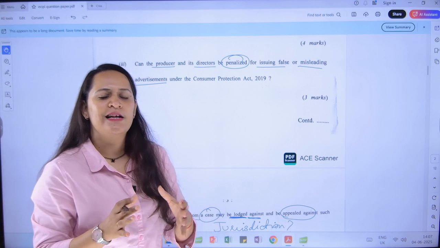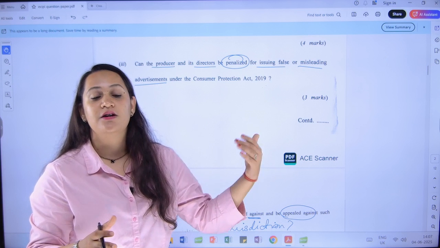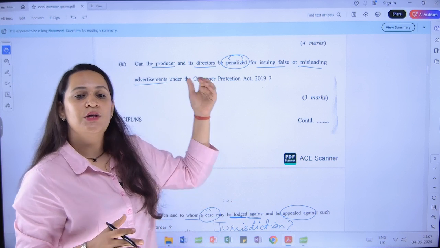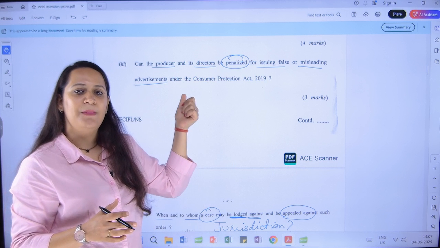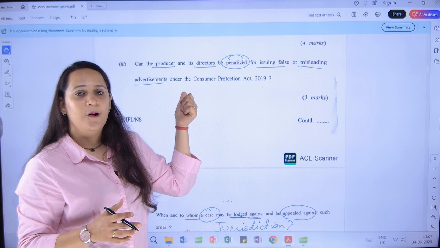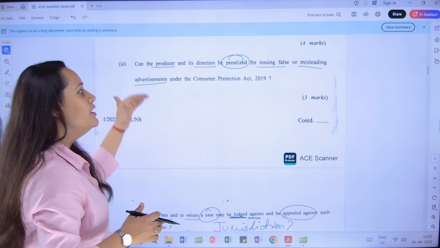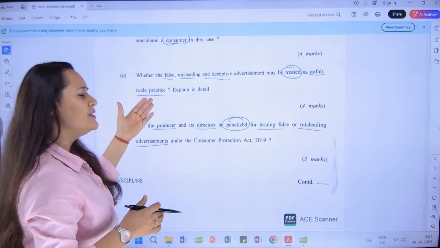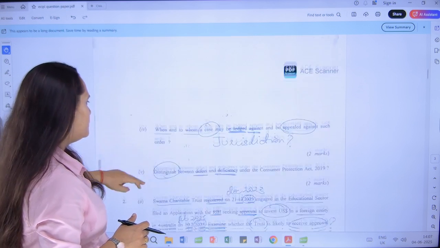So we know for misleading advertisement, it is not only the Consumer Protection Act that is applicable, but we have other regulations and rules as well. So they want you to specifically tell whether under the Consumer Protection Act there is any penalty provision that can be imposed on the directors in the company which is issuing misleading advertisement. So as of now, whatever we have seen is theory based questions itself, not a lot of practical applicability.